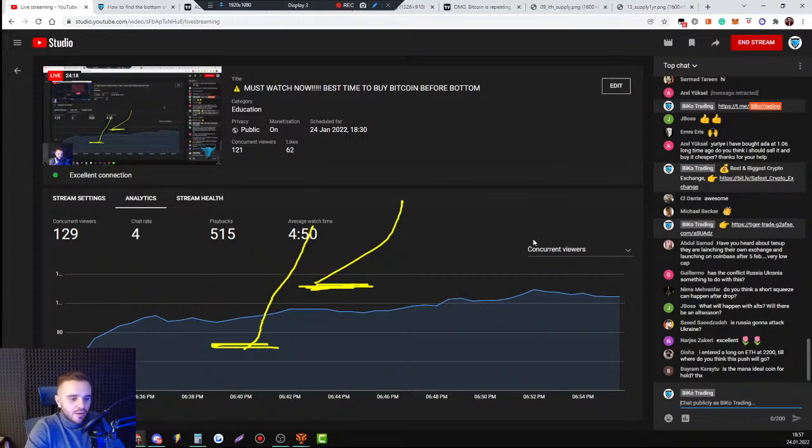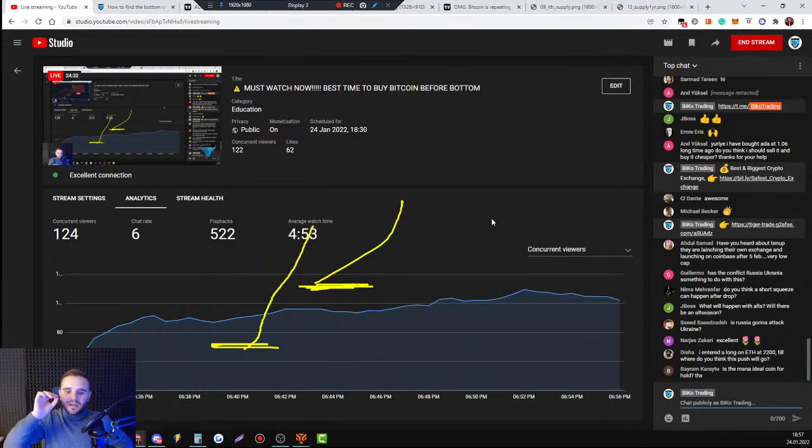No. Altogether, Russia and Ukraine, it's only 3.5% of the world's GDP. It's nothing to compare to the world. Do you think a short squeeze could happen after a drop? I hope a short squeeze would happen, because that would be the best signal of a bottom.